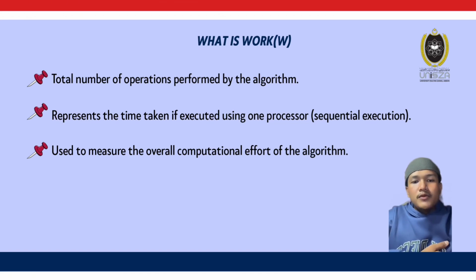Today, I'm going to present and explain about work and span on parallel merge sort. So, what is work on parallel merge sort? It's the total number of operations performed by the algorithm. It represents the time taken if executed using one processor and is used to measure the overall computational effort of an algorithm. So basically, work is the total number of operations an algorithm performs. Imagine running everything on just one processor. It tells you the overall effort required.